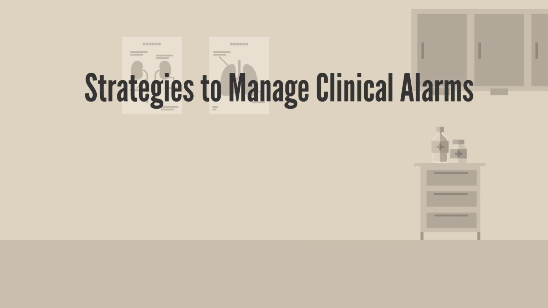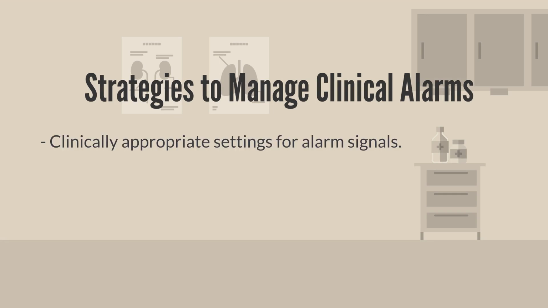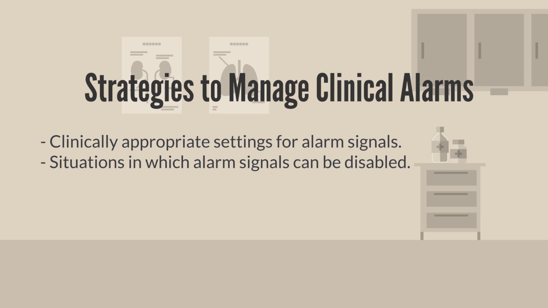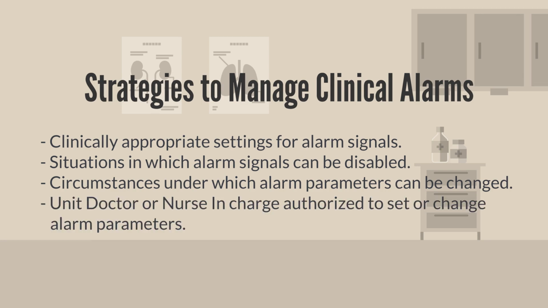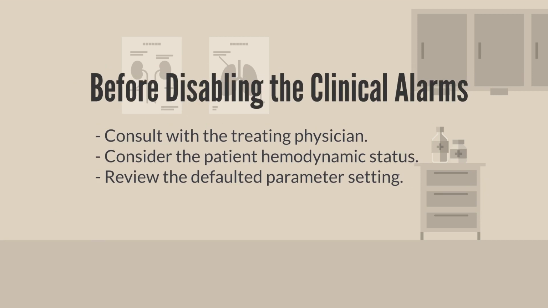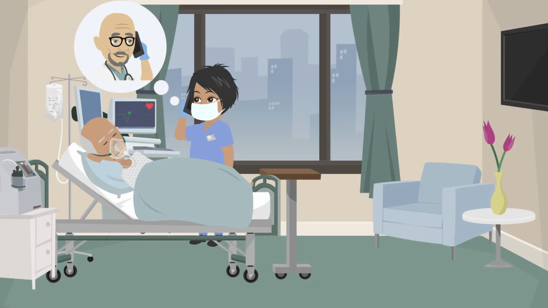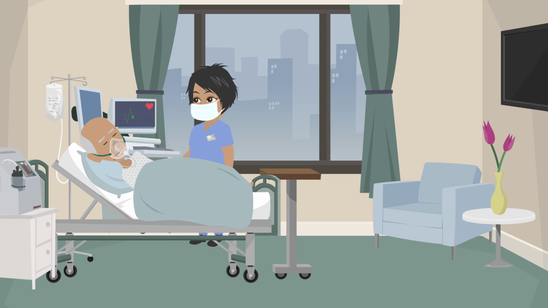Strategies to manage clinical alarms: clinically appropriate settings for alarm signals; situations in which alarm signals can be disabled; circumstances under which alarm parameters can be changed. The unit doctor or nurse in charge is authorized to set or change alarm parameters. Before disabling the clinical alarms, consult with the treating physician. Consider the patient's hemodynamic status, and review the default parameter settings.